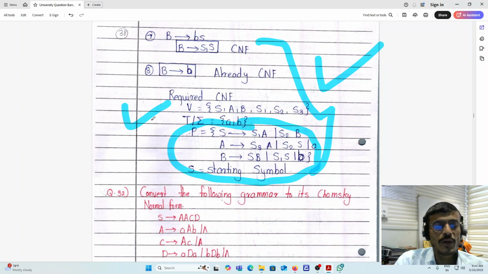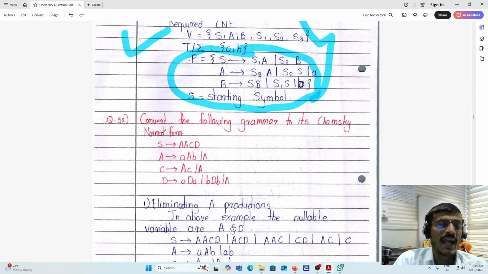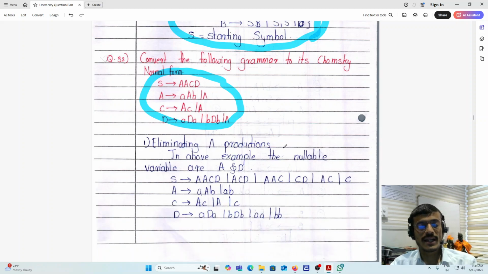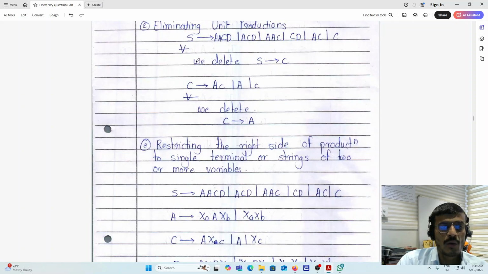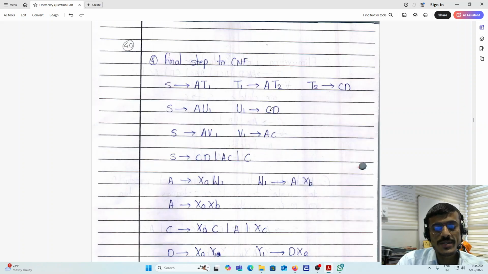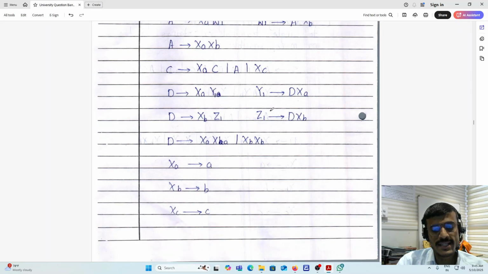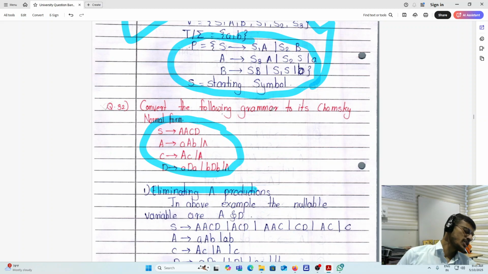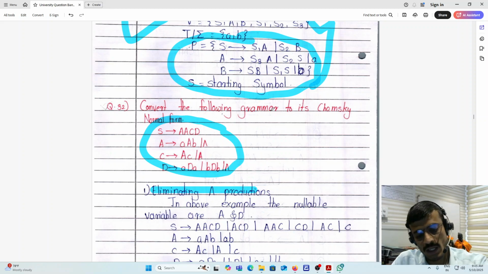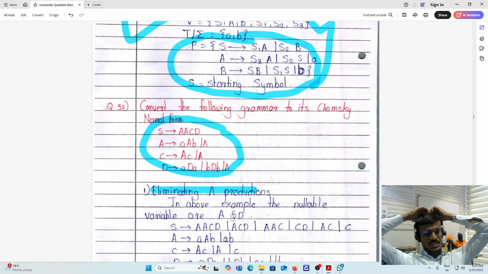Now one more interesting example is given to you, and that example has to be solved using some steps. What are those steps? Initially we have to remove the null production, then we have to remove the unit production, and then we go for the Chomsky normal form. That is the example we are going to discuss here. It is a very important question. Those two questions are very important. It may probably be asked in tomorrow's university examination.